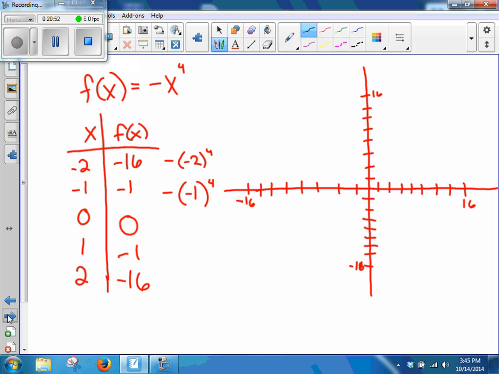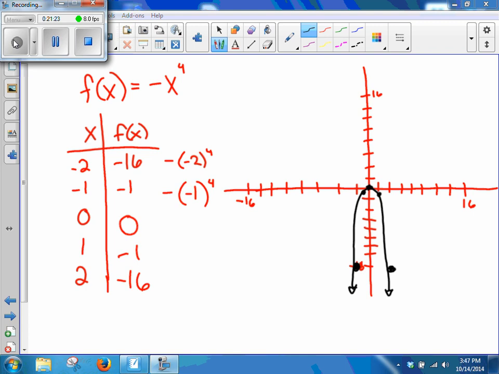So negative 2, negative 16. I'm going to go over my point here. Sorry. Negative 1, so here it's a little weird. It's really small, but if you go by ones, you'll be able to see it just fine. 0, 0, 1, negative 1, and then 2, negative 16. Okay, so it looks just like your normal parabola. Okay, so finish graphing that real quick. Okay, so hopefully you have that graph.